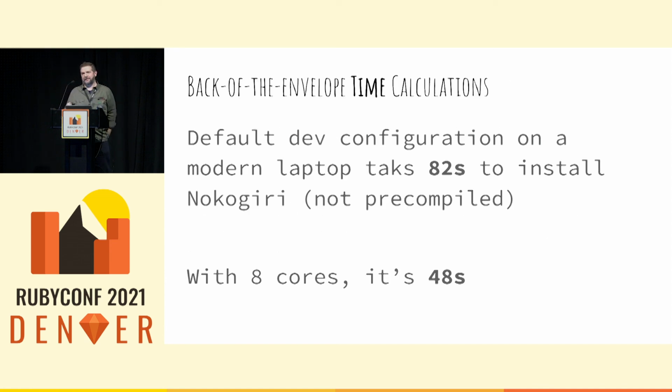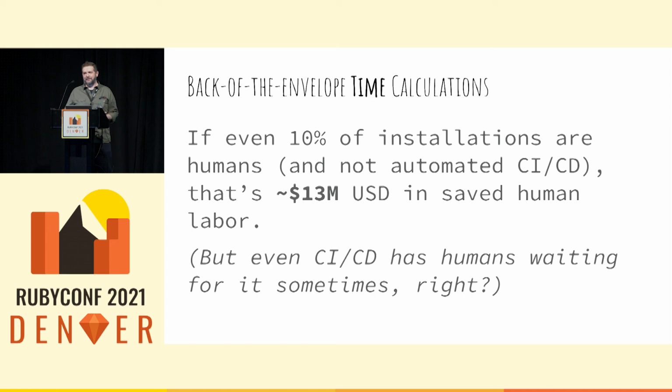There's a back of the envelope time calculation we can do too, which is that if you take 82 seconds, which is the installation time if you're using one core, and you multiply that by 60 million, even if only 10% of that are humans waiting for the build to finish, that's still $13 million. That's like a nice gift to Ruby companies, I guess. I feel pretty good about that.